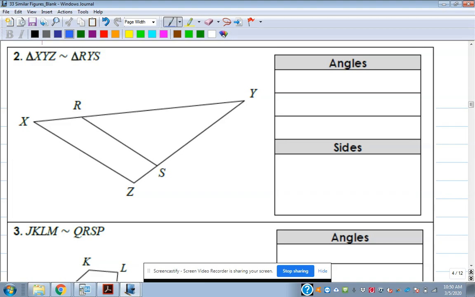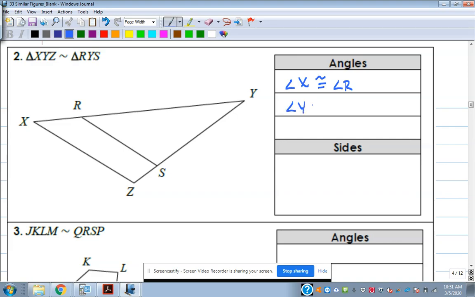So triangle XYZ is similar to RYS. XYZ is the largest triangle, and RYS is the one that's inside of there. And the angle relationships based on the similarity statement. Notice what do these sides look like they are? These lines right here, they look parallel. Angle X and angle R right there are corresponding by parallel lines, right? So corresponding angles are what? Congruent. So there's other things that are going to come into play here.